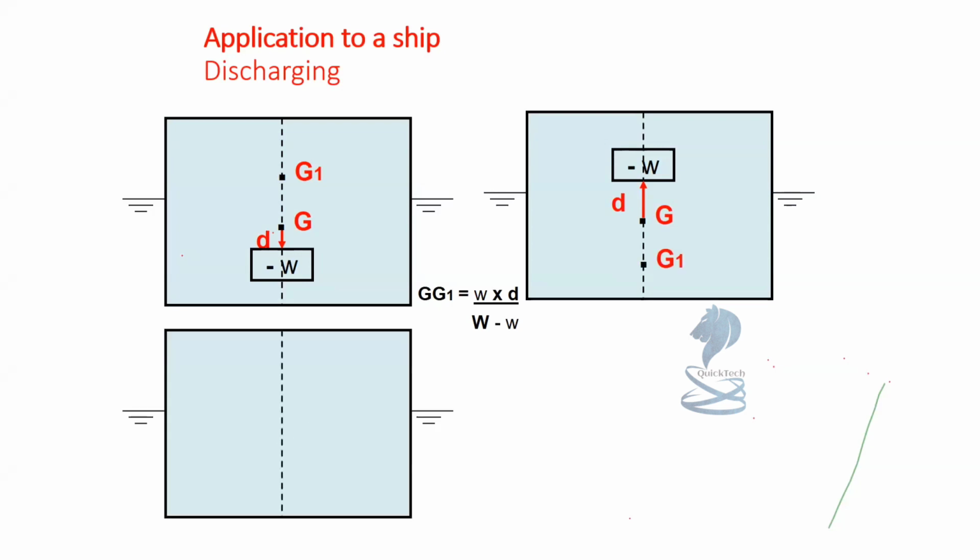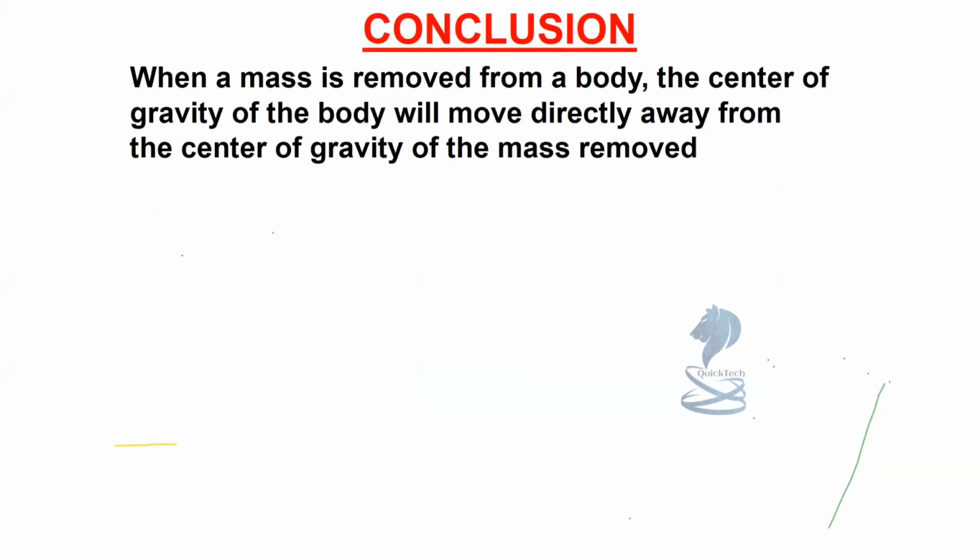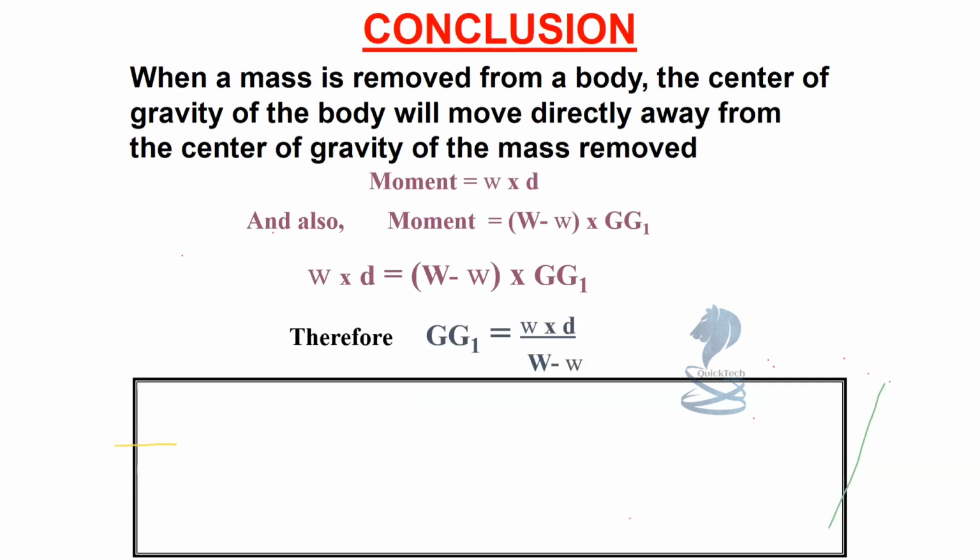Further, let's see in the diagram the movement of center of gravity diagonally when mass is removed. Next, let's see in the diagram the movement of center of gravity horizontally when the mass is removed from a vessel. So on the basis of the diagrams which we have seen, we come to the conclusion that when a mass is removed from a body, the center of gravity of the body will move directly away from the center of gravity of the mass removed.